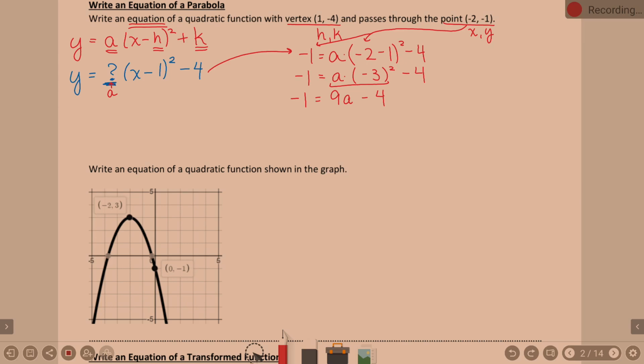Keep solving. If it's 9A minus 4, we're going to what? Add 4. -1 plus 4 is 3. If it's 3 equals 9A, how do I solve for A? Divide by 9. And what is A?